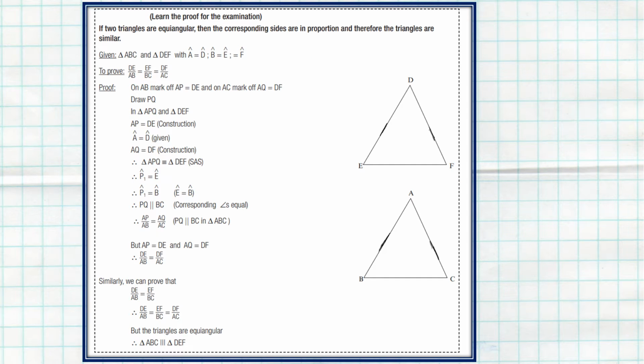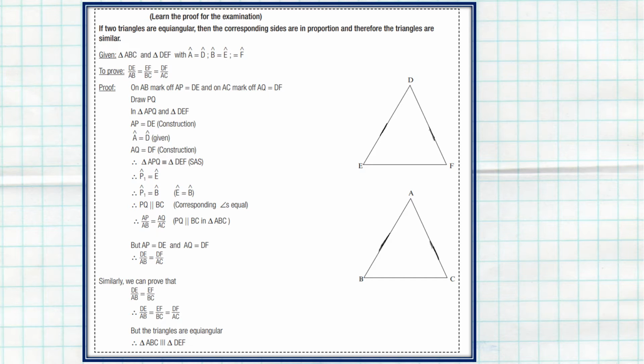Okay, let's now take a look at the theorem. From a theorem, you must know its statement and you must know how to prove it. I just put everything here and I will explain. The theorem states: if two triangles are equiangular, then the corresponding sides are in proportion and therefore the triangles are similar. Interesting theorem. Very, very interesting.